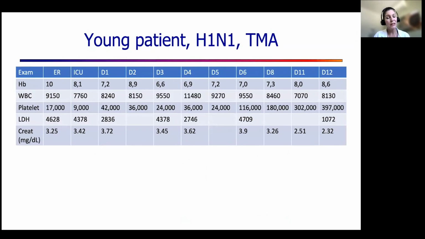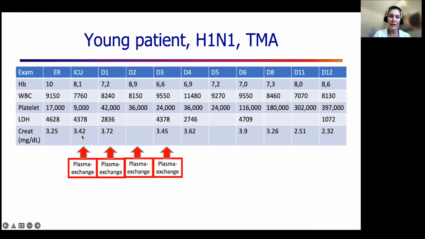So to finalize this talk, I will bring you the story of a young patient who had an infection from the influenza virus and also presented with TMA. This was the day of arrival in the emergency room, and then he was immediately transferred to the ICU, where he stayed for 12 days. We can see here anemia that was worsening, severe thrombocytopenia, a very elevated LDH. The upper normal limit here is 400, and his creatinine was also high.